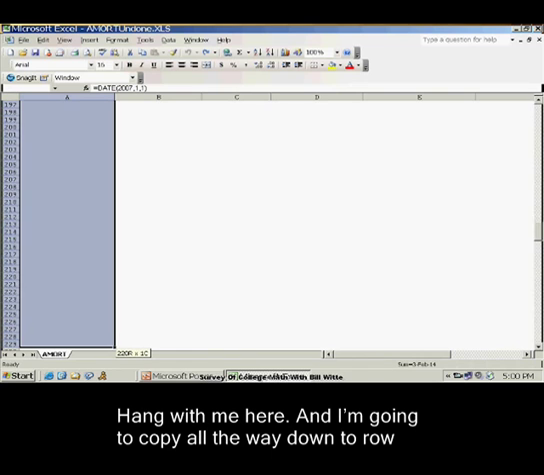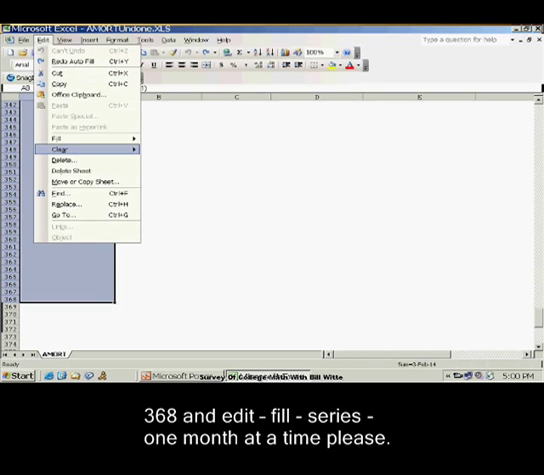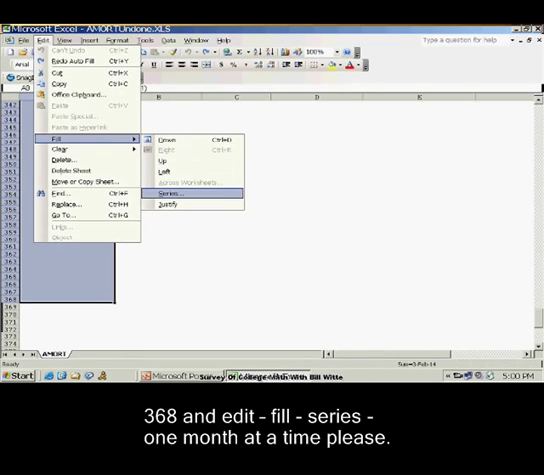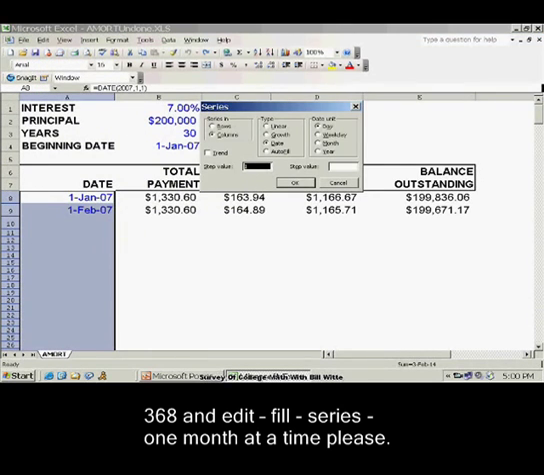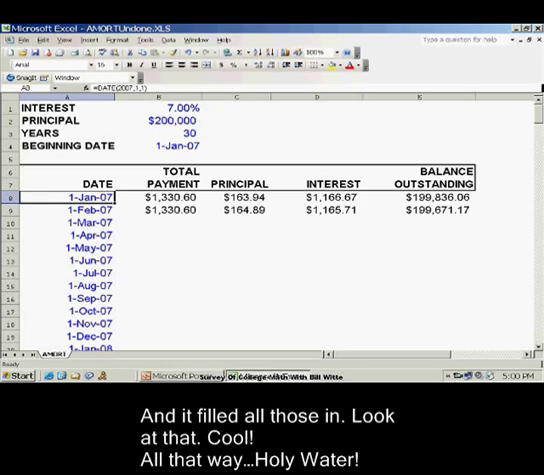Look at all the work this spreadsheet's going to do for me. Hang with me. I'm going to put all the way down to row 368. And I'm going to tell it to fill it in. Edit, fill, series. Go up 1 month at a time for me, spreadsheet, will you? And bang, it filled all those in.